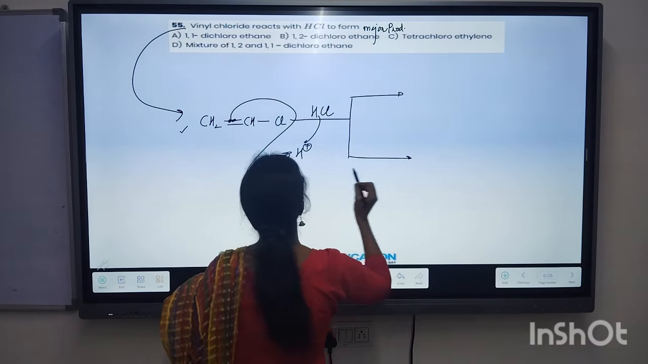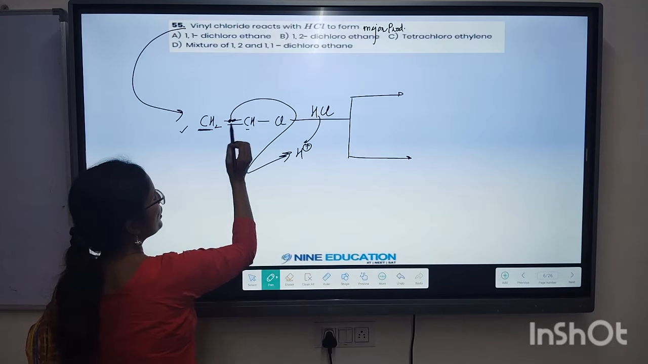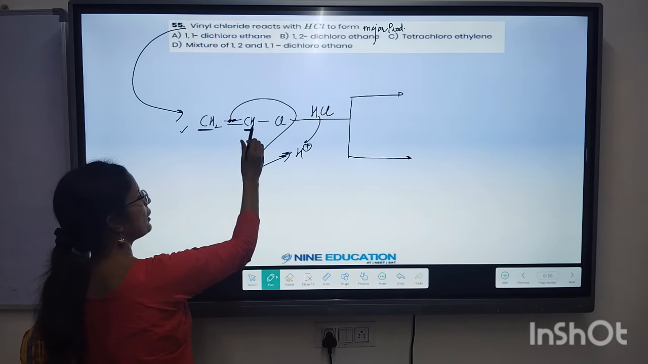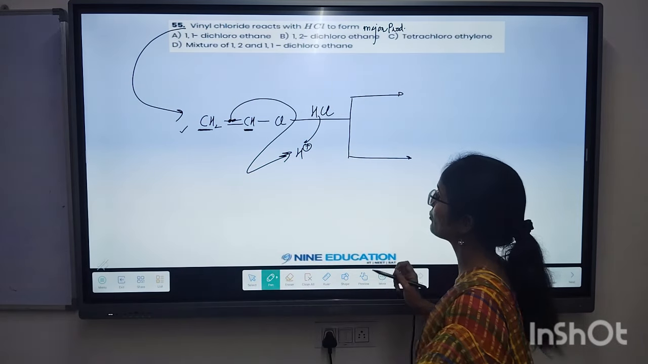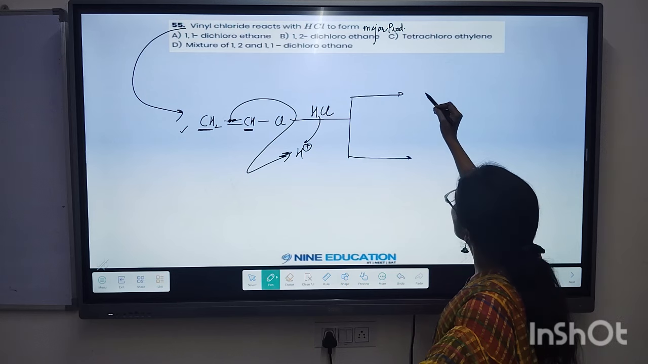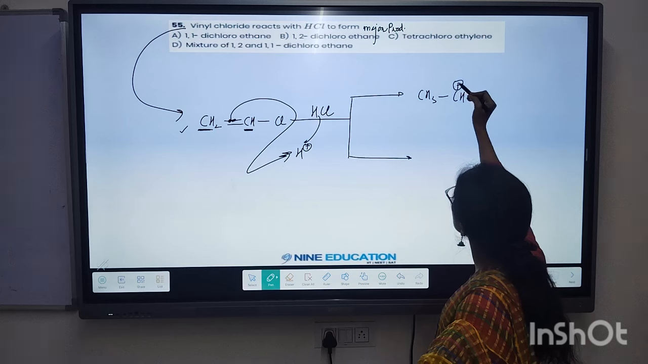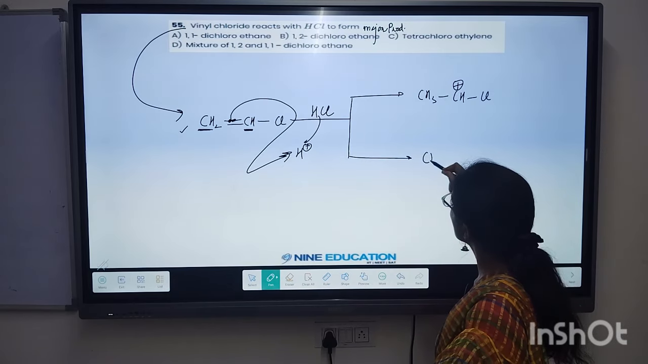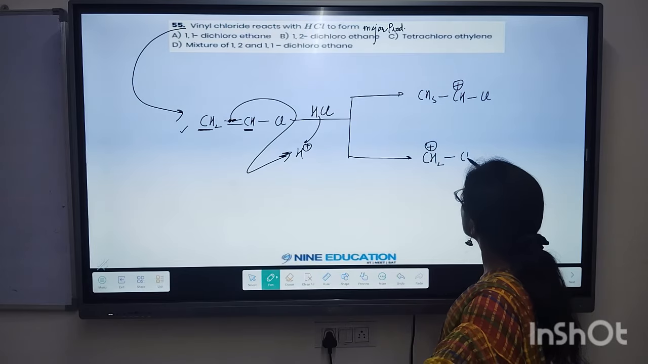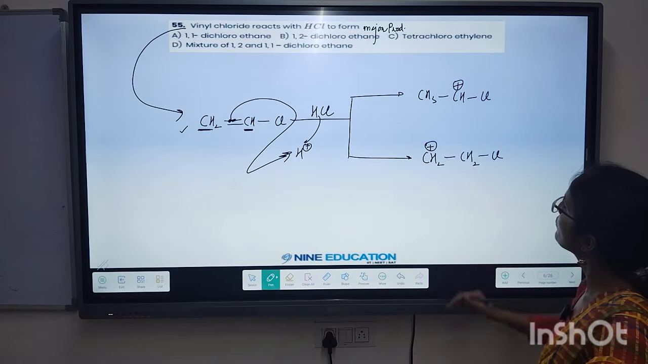If this pi bond attacks the H positive, if this carbon takes the hydrogen, the other carbon gets a positive charge, and if the other carbon takes the hydrogen, this carbon gets the positive charge. So there are two possibilities for the formation of the carbocation. In the first possibility, the terminal carbon takes hydrogen and the carbon connected to chlorine bears the positive charge. In the second, the terminal carbon gets the positive charge and the middle carbon gets connected to the hydrogen.